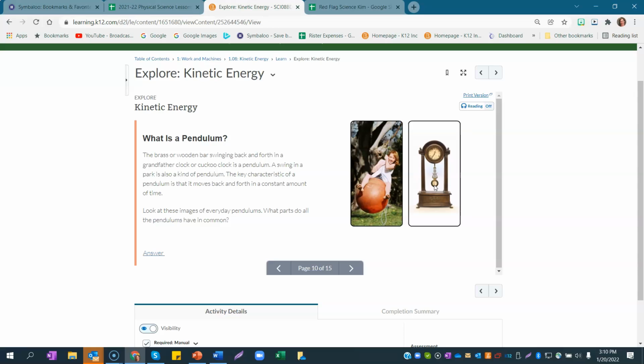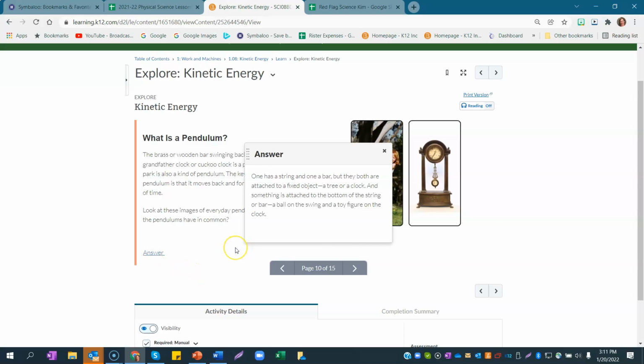What is a pendulum? Look at the images of everyday pendulums. What part do all pendulums have in common? So here are some pictures. The answer is one has a string and one a bar, but they're both attached to a fixed object, a tree or a clock. And something is attached to the bottom of the string or bar, like the ball, or it says a toy figure on the clock is attached to the bottom.